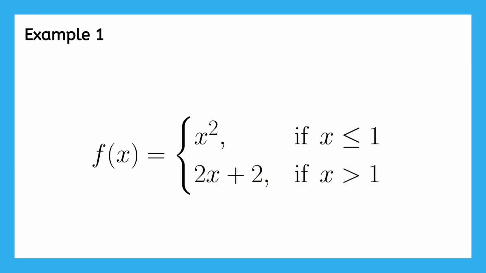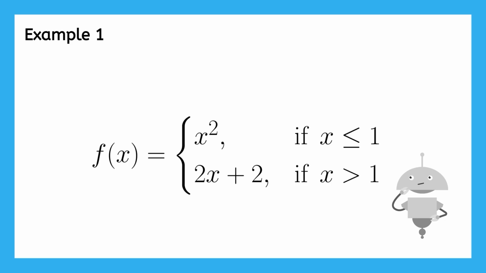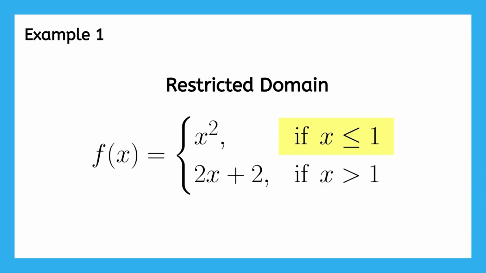But what does that mean? x squared if x is less than or equal to 1. By itself, the equation of f of x equals x squared would have no restrictions on what x values could be substituted in. In other words, the domain is all real numbers. But when it's in a piecewise function, it has what's called a restricted domain. In this case, it's restricted to only numbers less than or equal to 1. So what does that look like on a graph?